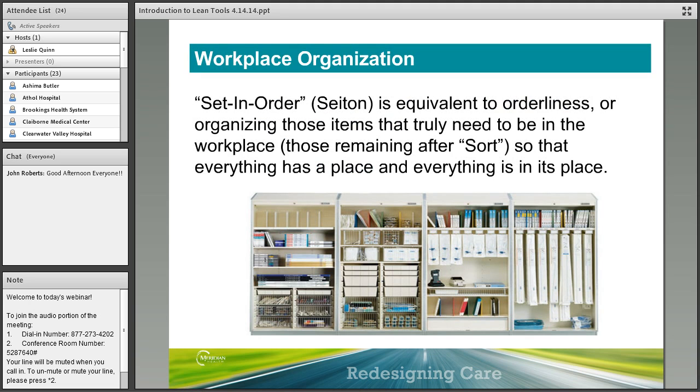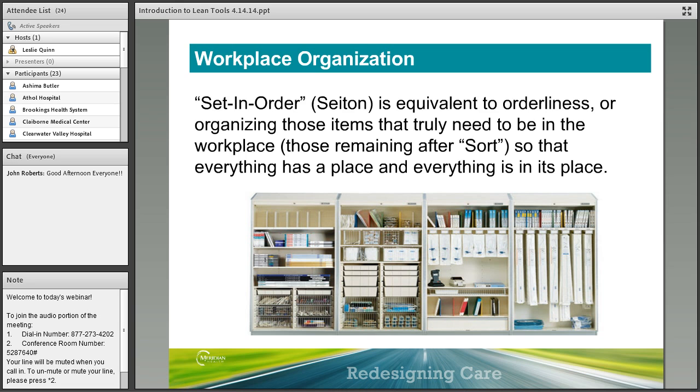We should be able to get pretty immediate results in the sort phase. There should be more workspace. We should have a safer environment. We should have more time for patient care because we're not trying to look for the things we need in between things we don't use anymore. It gives us more time for value-added work. It makes the product and service flow better. It makes the workplace more pleasant, which should increase staff satisfaction and should supply us with improvements in quality.